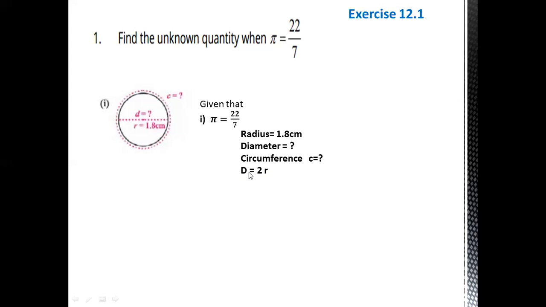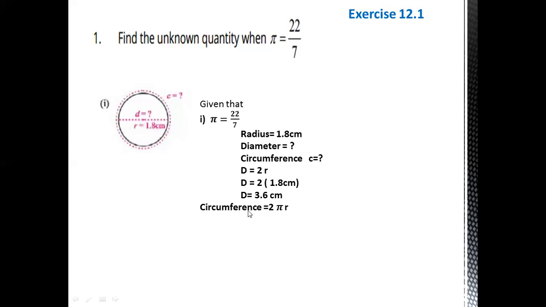So 2r. Now you put value in this. So you can easily find the diameter. 2 multiply with the radius value 1.8 centimeter. With your calculator, 2 multiply with 1.8, you get 3.6 centimeter. So diameter we find it, that is 3.6 centimeter.